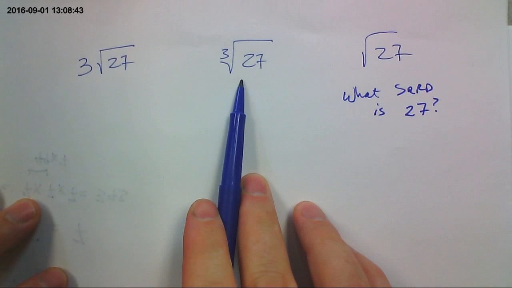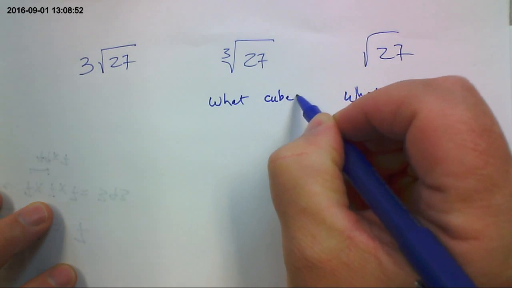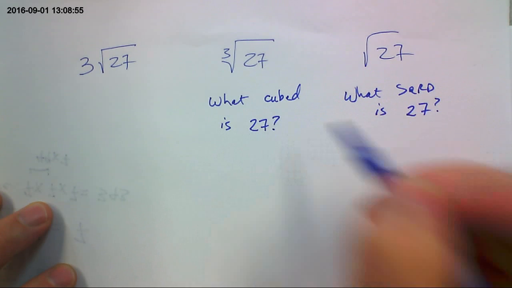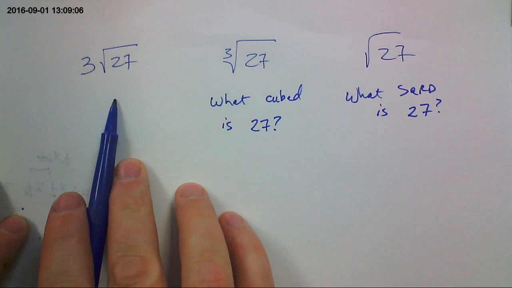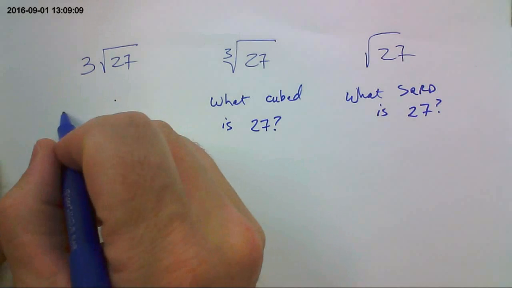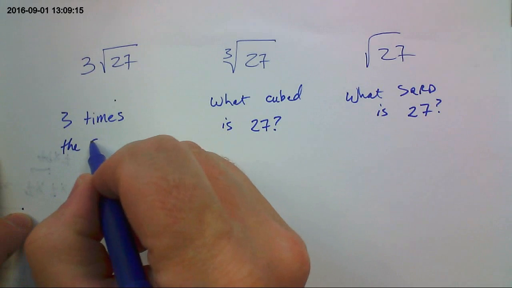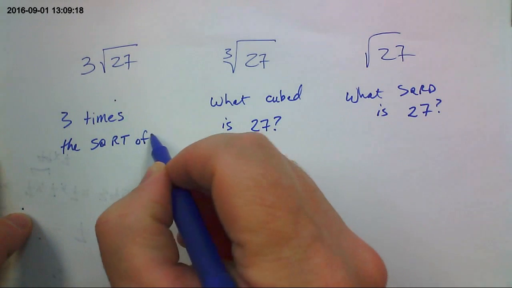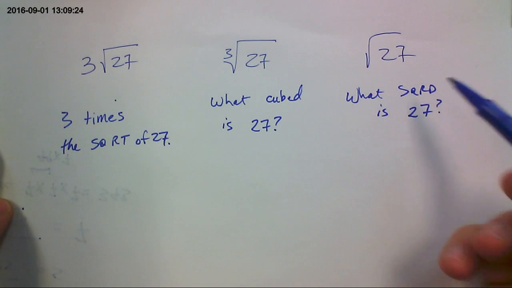Ruben, what's this one asking? Right. What cube is 27? Right? I don't know why Katie's not writing this down. Oh, there we go. What's this one asking? This is 3 times the square root, bless you, of 27. That's what that one is saying. And of course, the square root of 27 is what 9 times itself is 27.